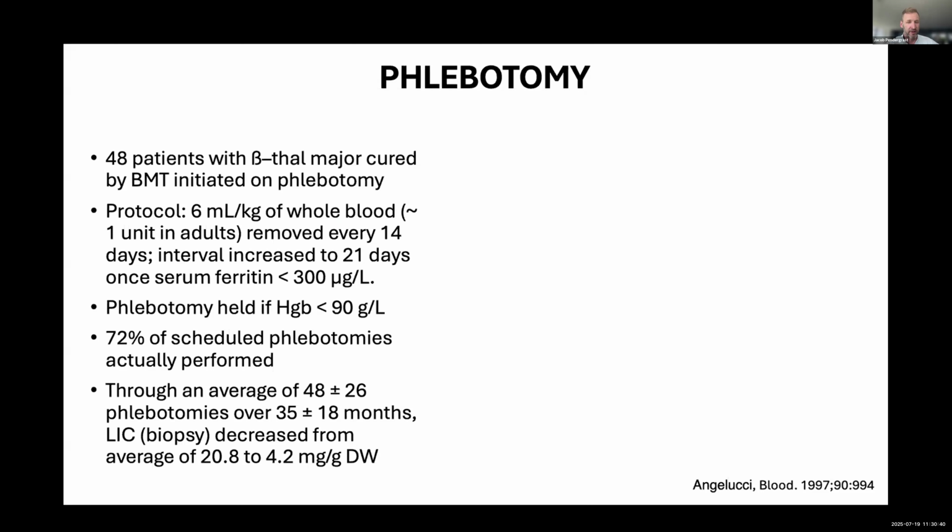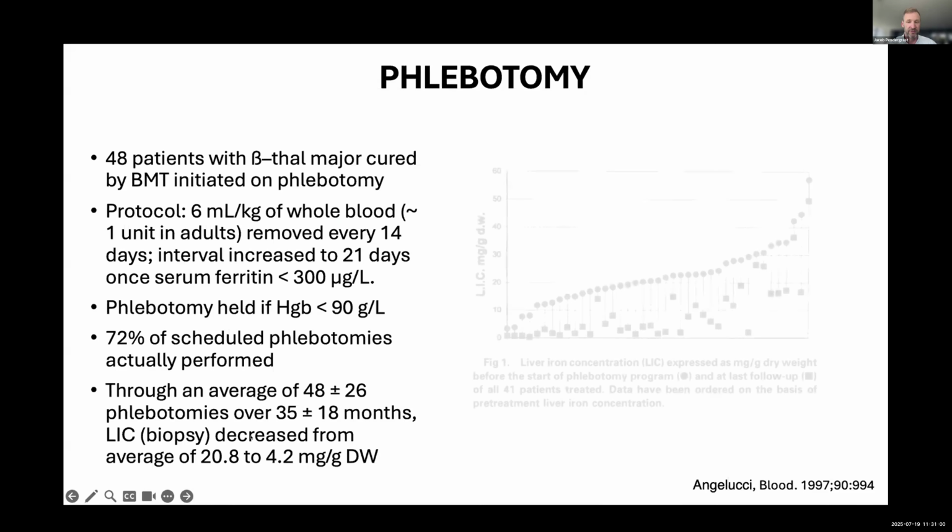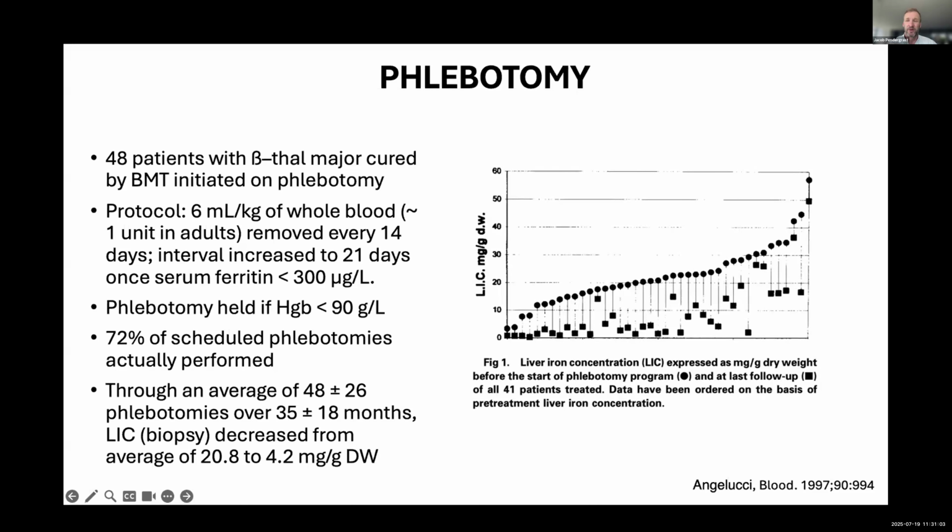And this is a protocol where they would remove a unit of blood every 2 weeks, and they would just keep doing that until your liver iron was down to reasonable levels. And this works. It takes a long time to do this. So in this study, it took really 3 years of phlebotomies every 2 weeks before the liver iron concentration was brought down to safe levels. So again, it is an option if your hemoglobin is high enough to allow you to do this. It's simple to do. It doesn't cost any money. There's no drug side effects. It's relatively slow.